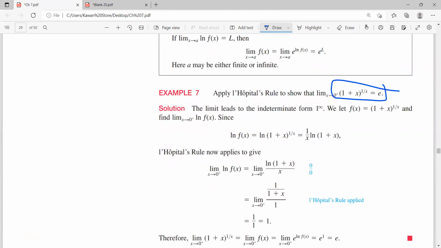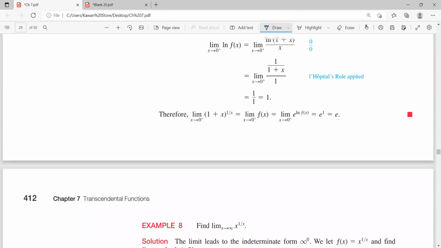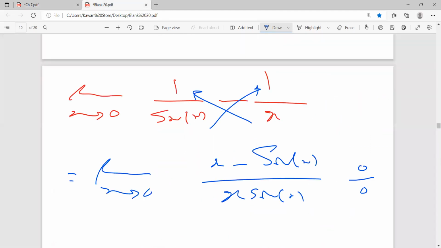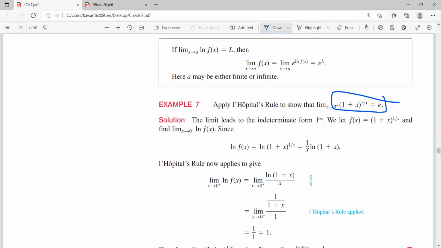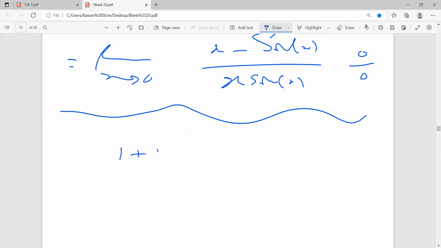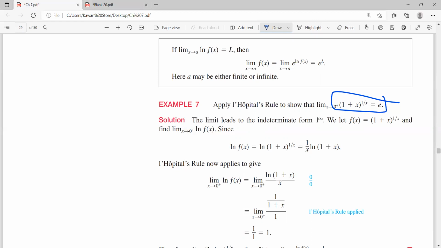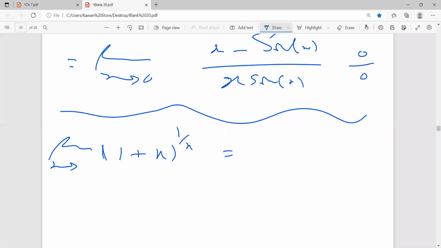Let me see. Both are the same. Let me solve the first one, Example 7. How we know this is the first type, second type, or third type is very important. So I have 1 plus x, to the power 1 over x. Limit of x approaching infinite or 0 does not make sense, both true. You can see positive 0. So it is equal to what? That's the question. So how do we solve it?